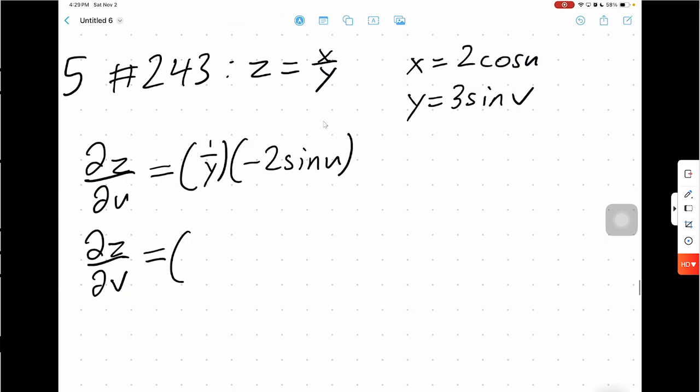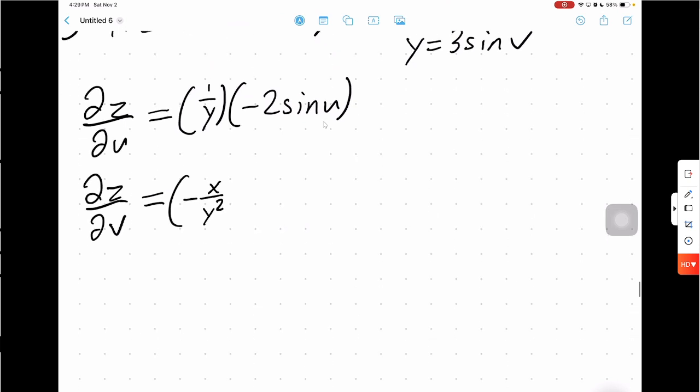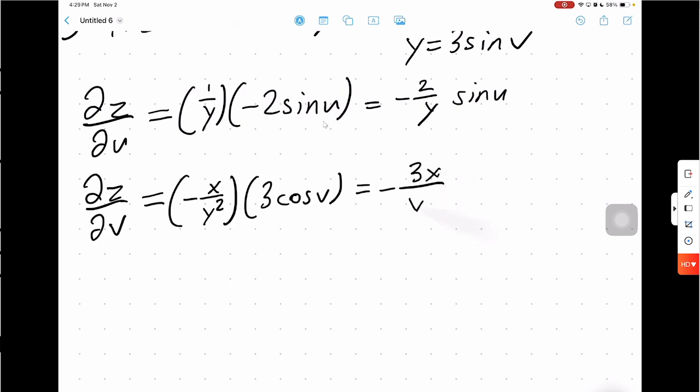So partial of z with respect to y is going to be negative x over y squared times the partial of y with respect to v, and that's going to be it. And then this is just negative 3x over y squared cosine v. Cool.